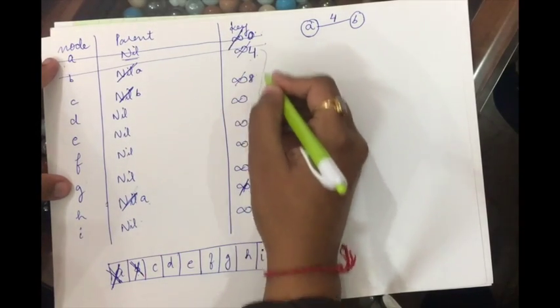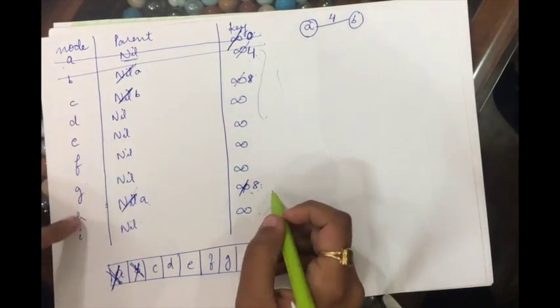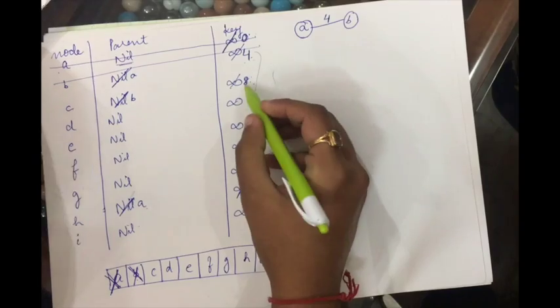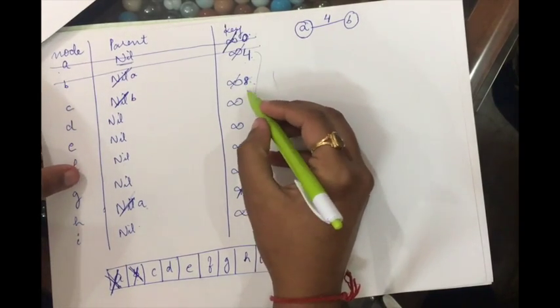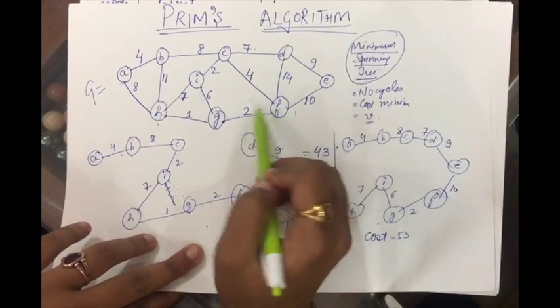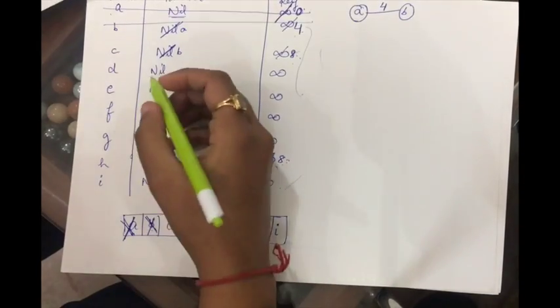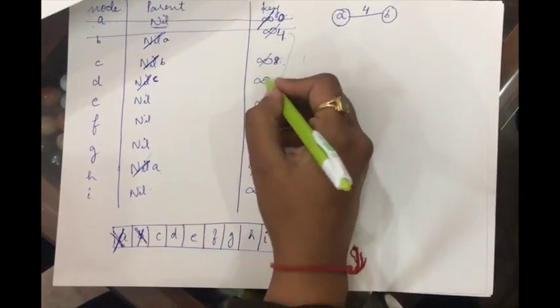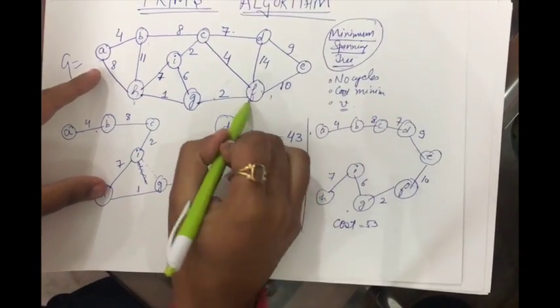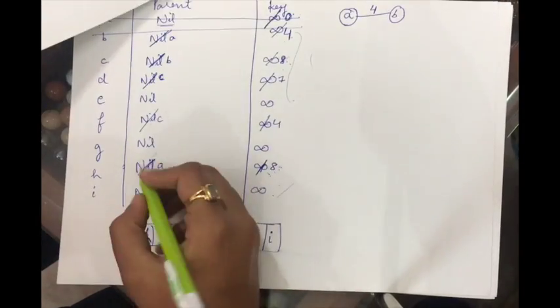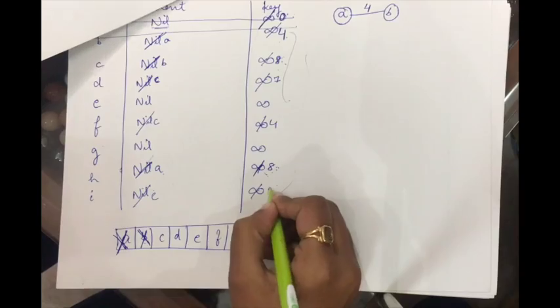Now we check the given values. We have C and H, both 8. That is, we have 8, infinity and 8. So we can choose any of them, C or H. It is my wish that I choose C. When I chose C, C could go to D, F, I. So C is the parent of D with a value of 7, C is the parent of F with a value of 4, and C is the parent of I with a value of 2.